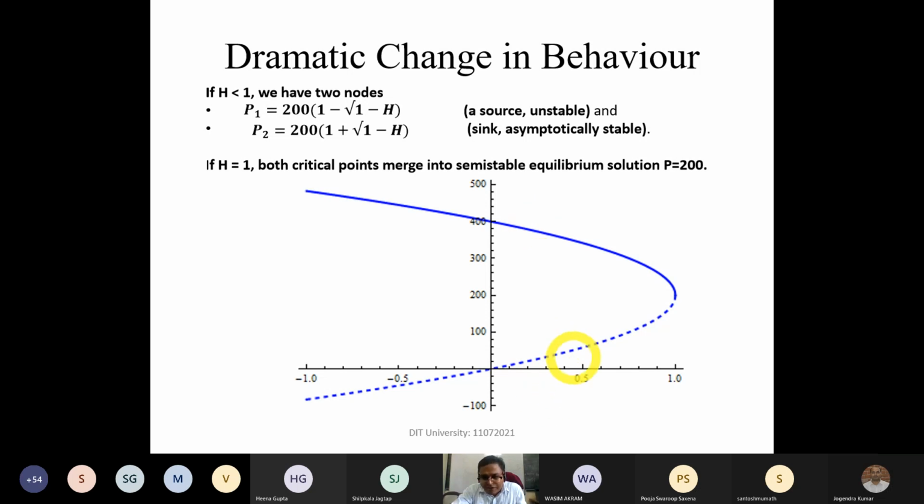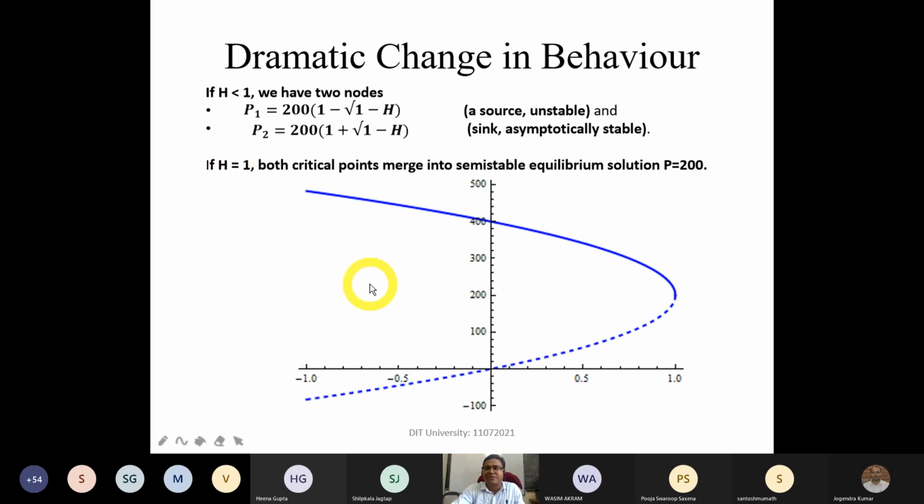So for H equal to 0.5, we have two solutions. One is the stable one, another is the unstable one. So when H is less than 1, the harvesting will give you stability or instability depending on how I choose the initial value of P. How the initial value of P is chosen will decide whether it is the sink or source, right?